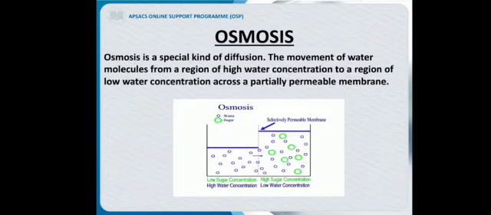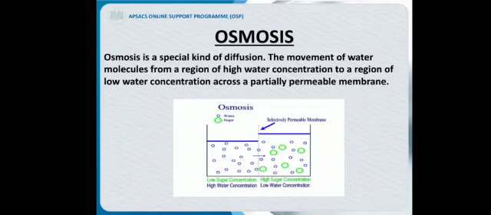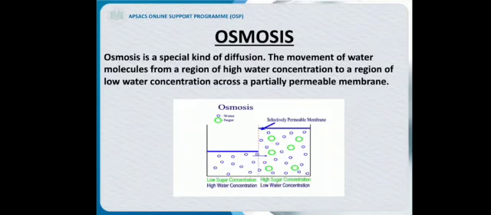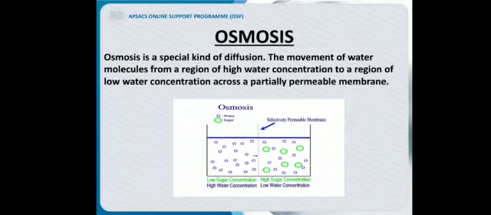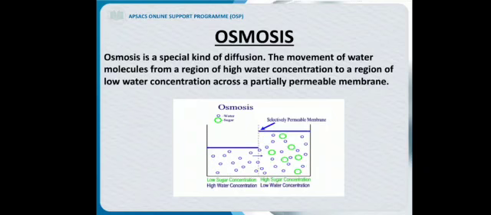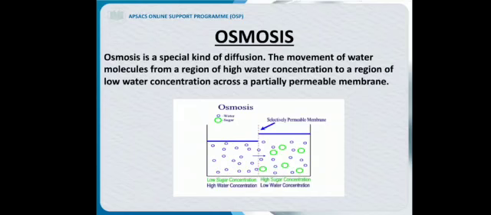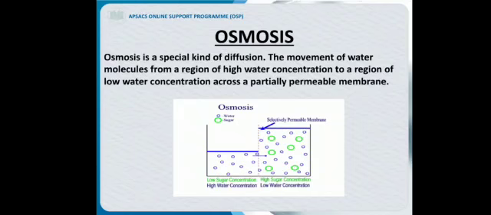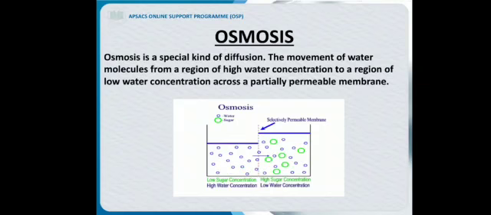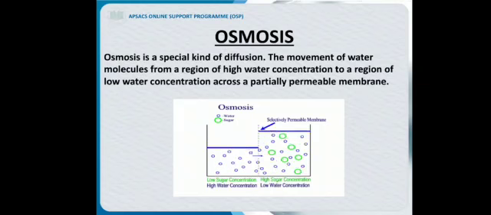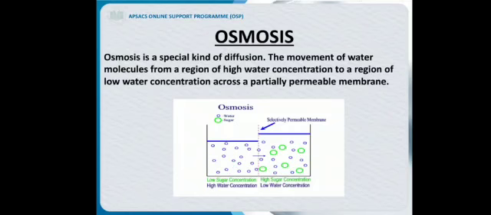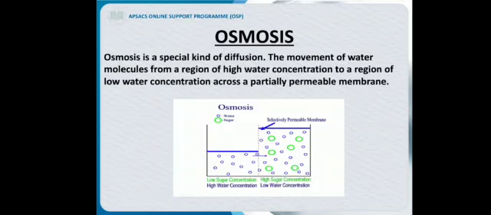Osmosis is a special kind of diffusion, the movement of water molecules from a region of high water concentration to a region of low water concentration across a partially permeable membrane. If you see the diagram, you can easily see it is divided into two parts. The line drawn in between is the partially permeable membrane.